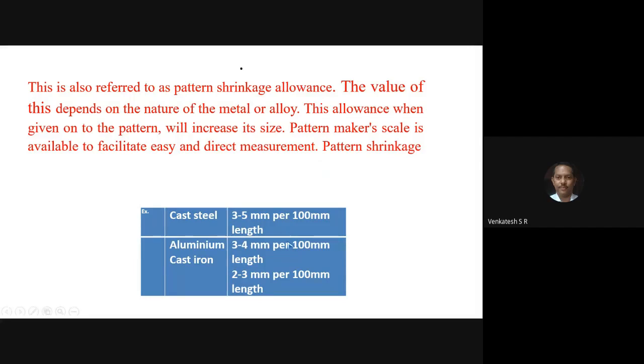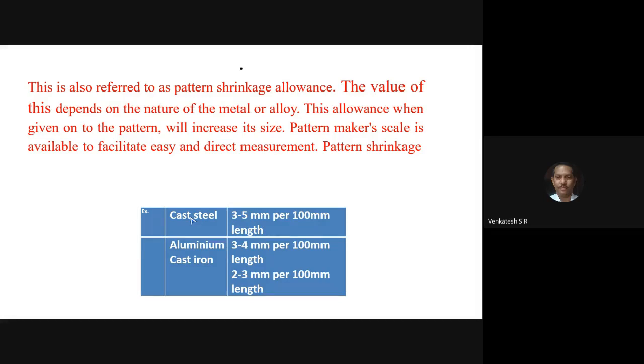All of you go through this table. The steel or cast iron. See, in this table, you have steel and cast iron. The shrinkage allowance is 3 to 5 millimeter for 100 millimeter length of the casting. For example, the shrinkage allowance for cast steel is 3 to 5 millimeter per 100 millimeter of length.